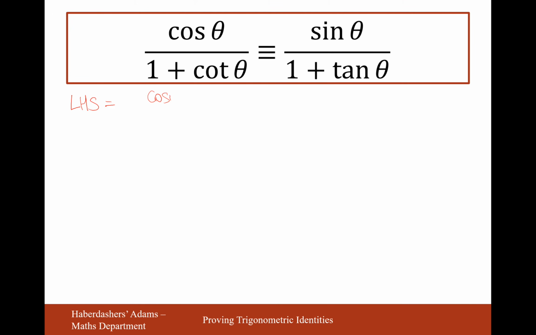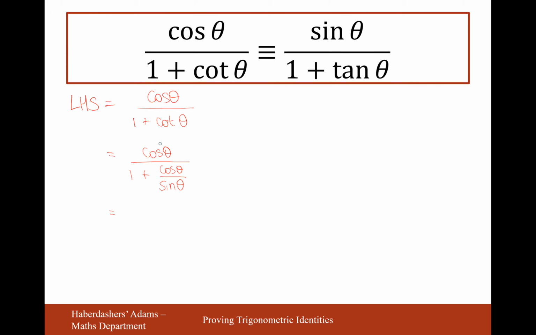What I'm going to do here is work on the side with cot, because I see that as a more difficult side to work with, because cot is just a tiny bit more difficult than tan. But what can I do here? How can I turn it into this fraction here? Well, to start with, I could have a look at what cot is. Cot is equal to cos over sine theta.